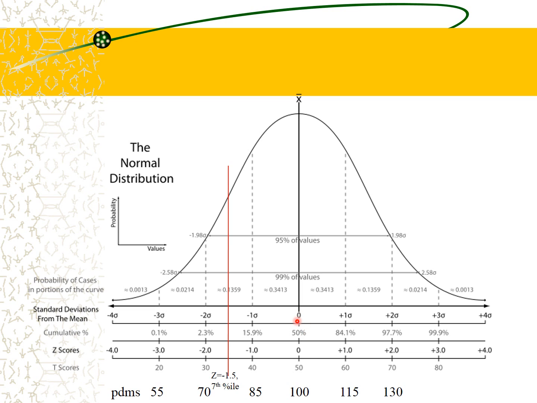You are good. Okay? Minus 15 is 1 standard deviation. So if you get an 85, you're 1 standard deviation below the mean. If you get a 70, that's 30 points. That's automatically 2 standard deviations below the mean.